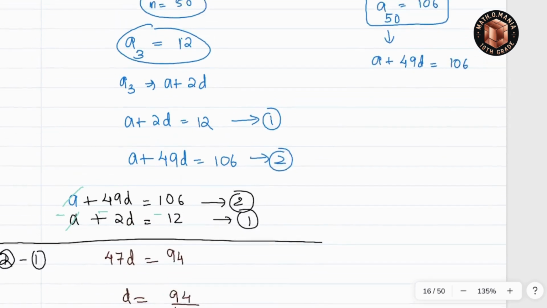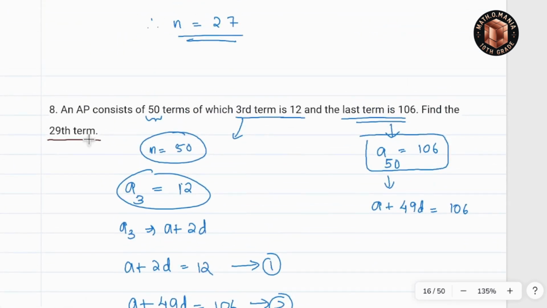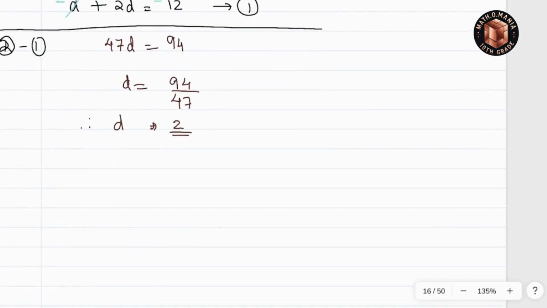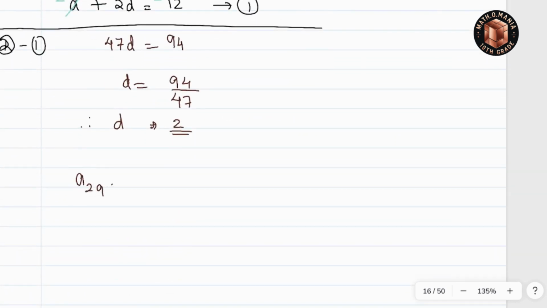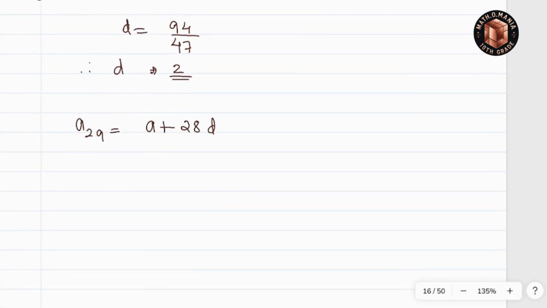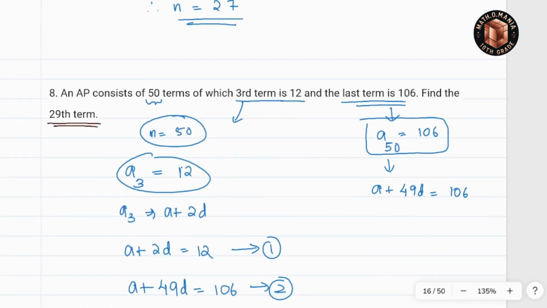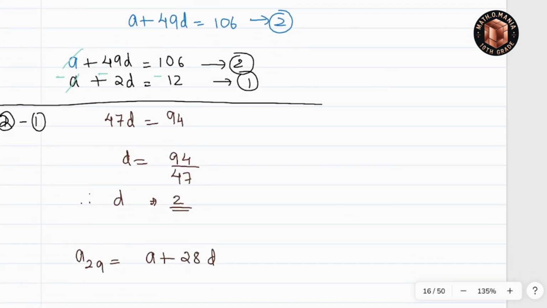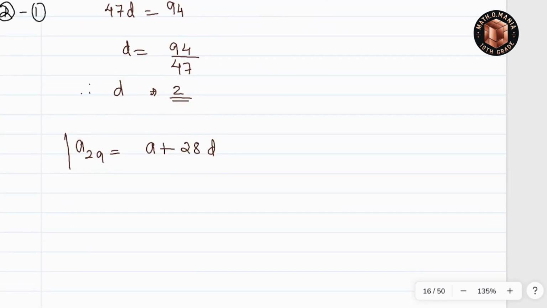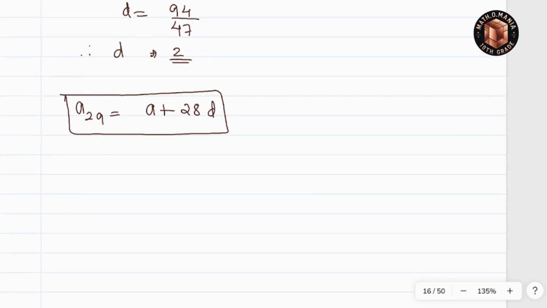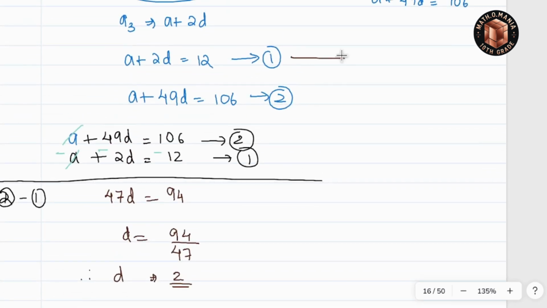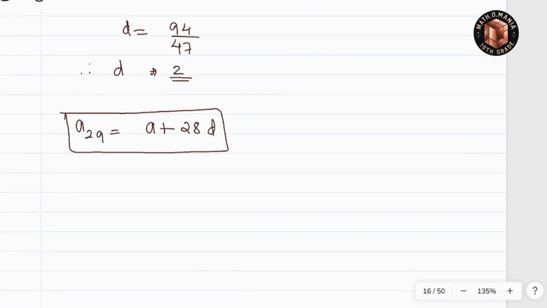Now we have to find what they are asking us to find, the 29th term. 29th means A29, right? A29 is equal to A plus 28D. Okay, so what is the A here? Do you know the value of A? A is unknown. In order to find A29, we need to find A. How to find A? I will take this equation, A plus 2D equal to 12.